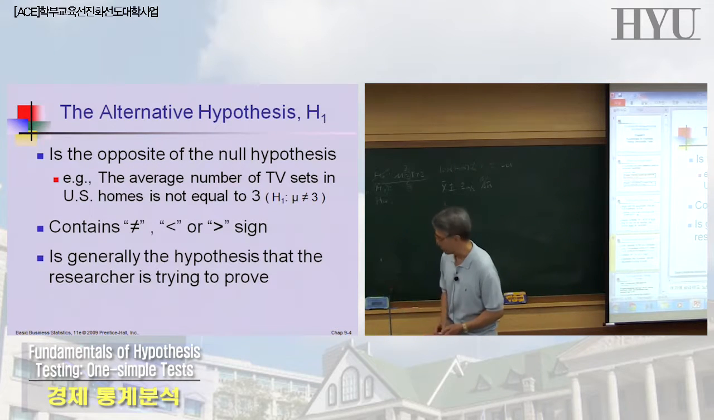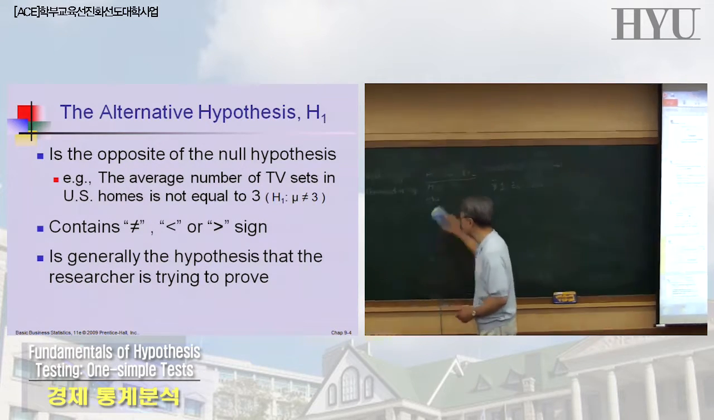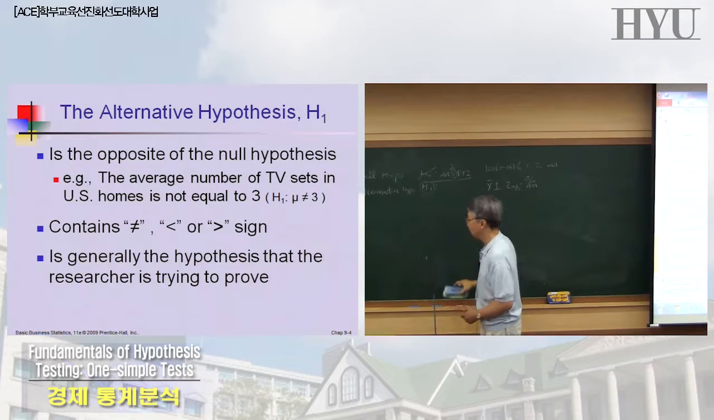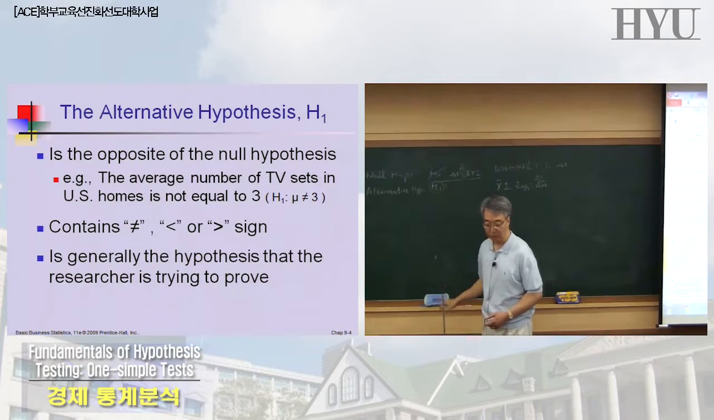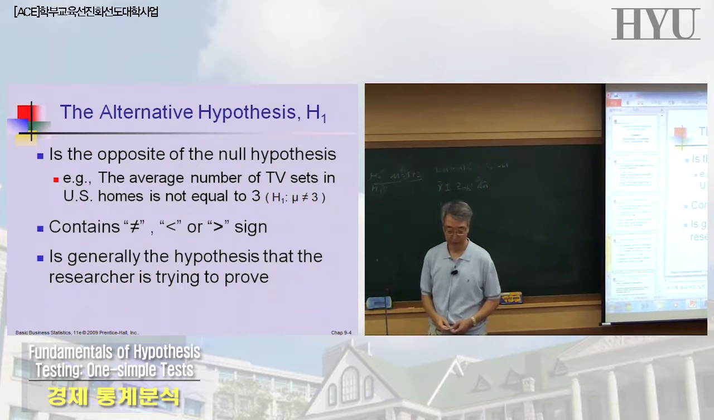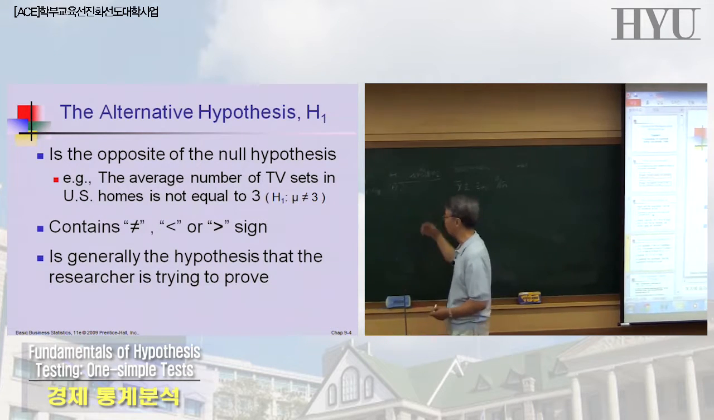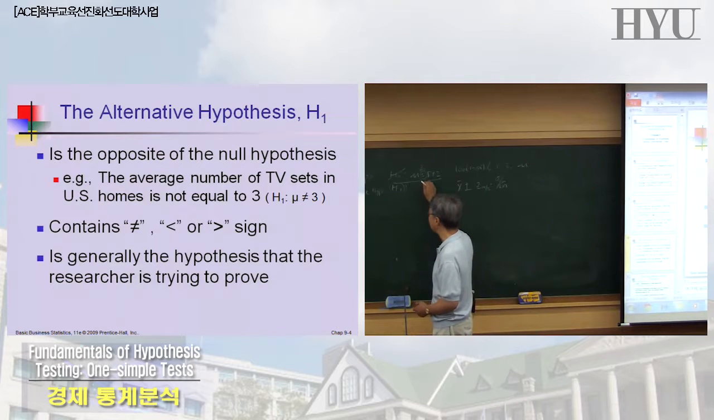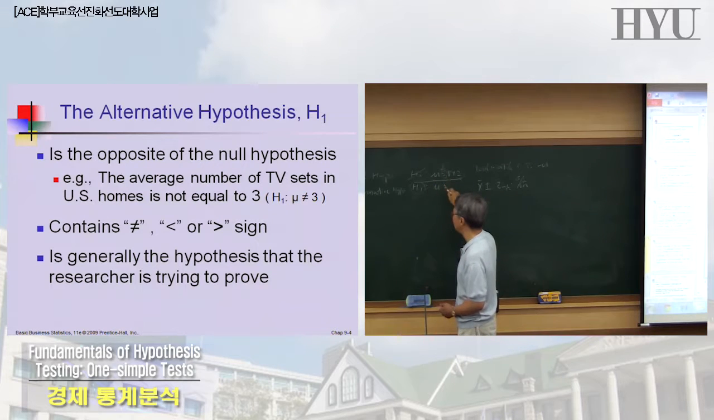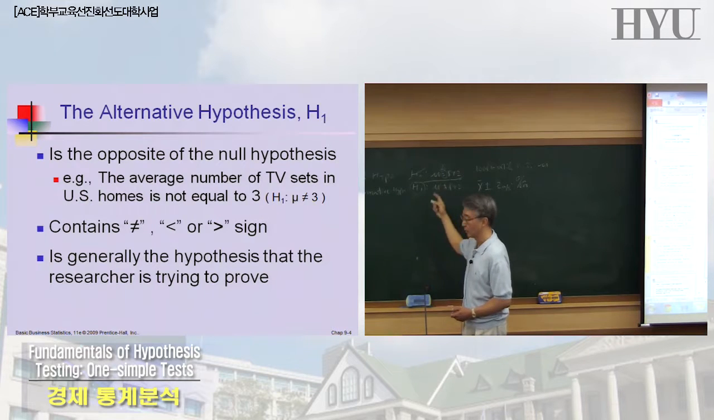The alternative hypothesis, the second line here, is simply a negation or the opposite of the null hypothesis. So in this case, if the null hypothesis says mu is equal to 42, the opposite is mu is not equal to 42. That would be the alternative hypothesis for this null hypothesis.